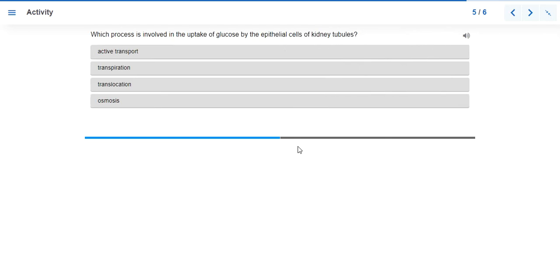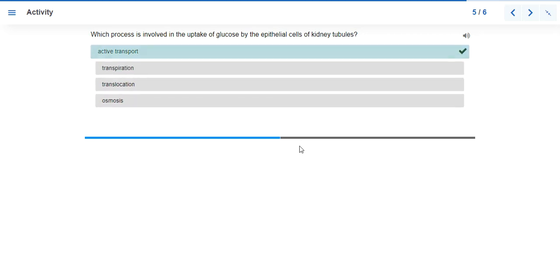Correct. Which process is involved in the uptake of glucose by the epithelial cells of kidney tubules? Active transport.